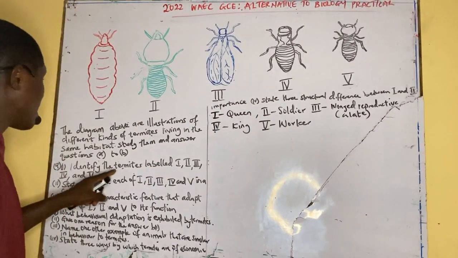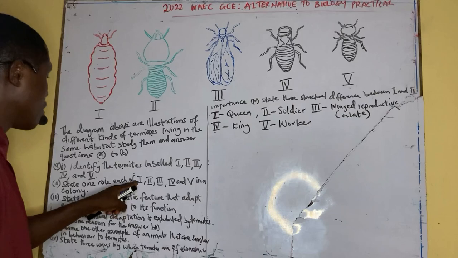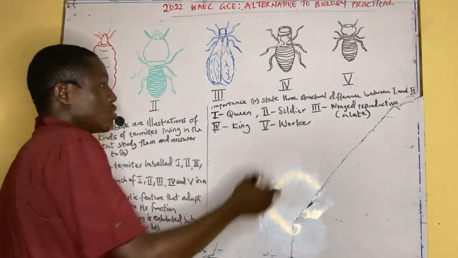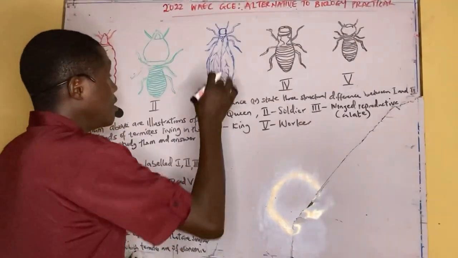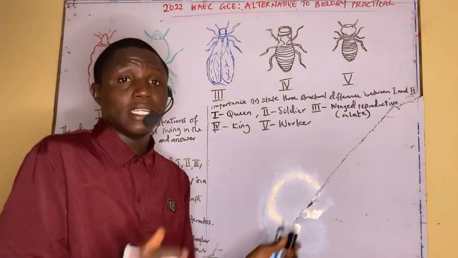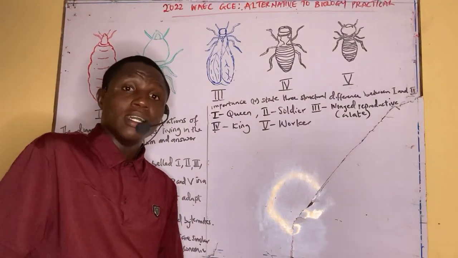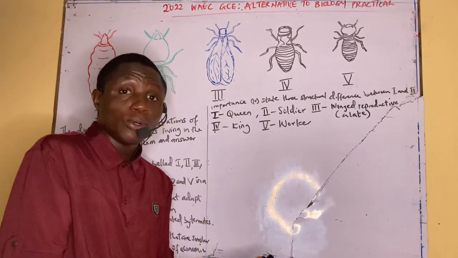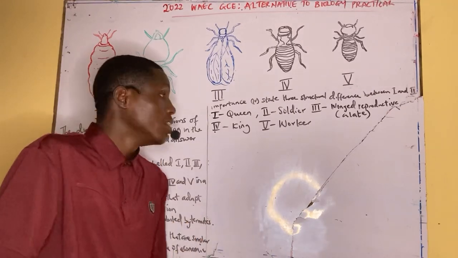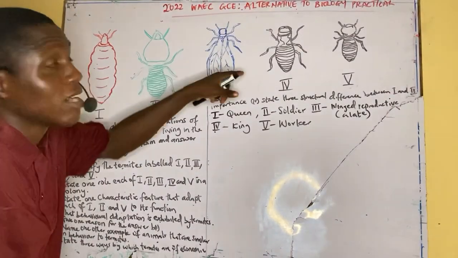Now, identify the termites. We have done that. State the role of each, Roman figure 1, Roman figure 2, to 5, in a colony. What are the functions performed by these different kinds of termites in a colony? A colony is like a community where they live, all the castes, under the ground. They make a termitarium or nest under the ground. That community where the group of termites live is called the colony.